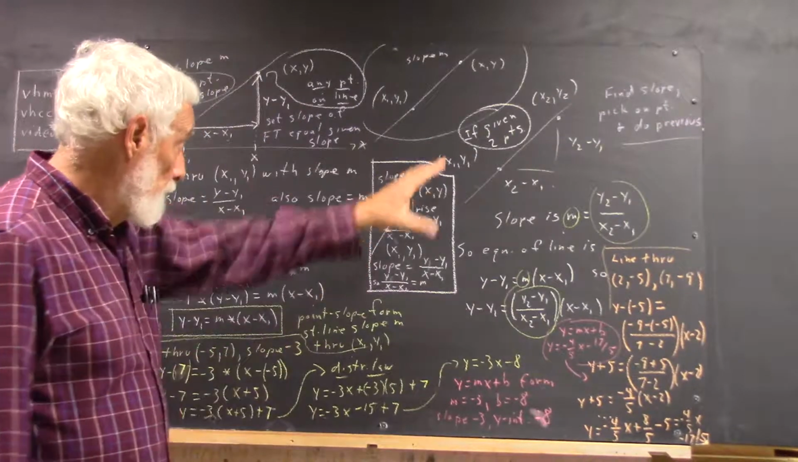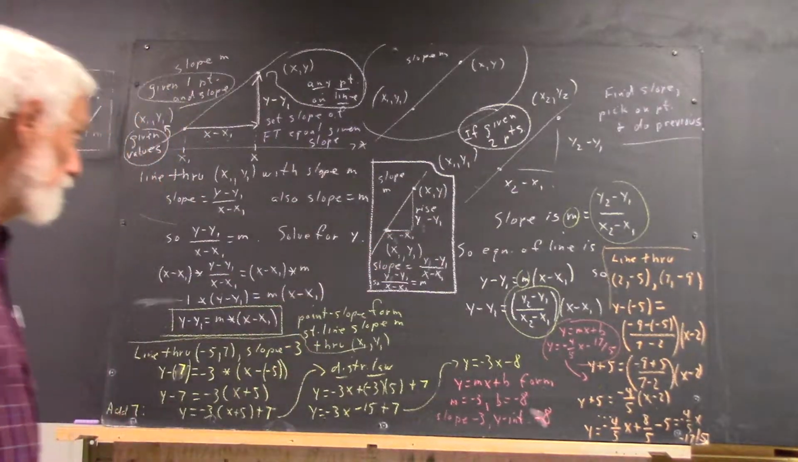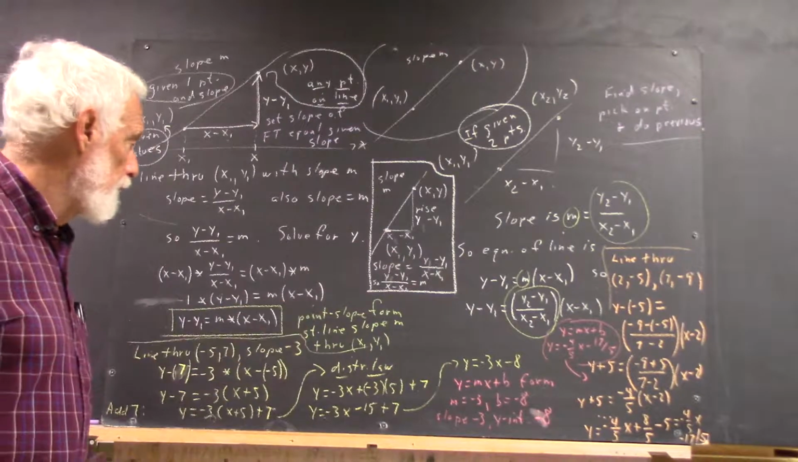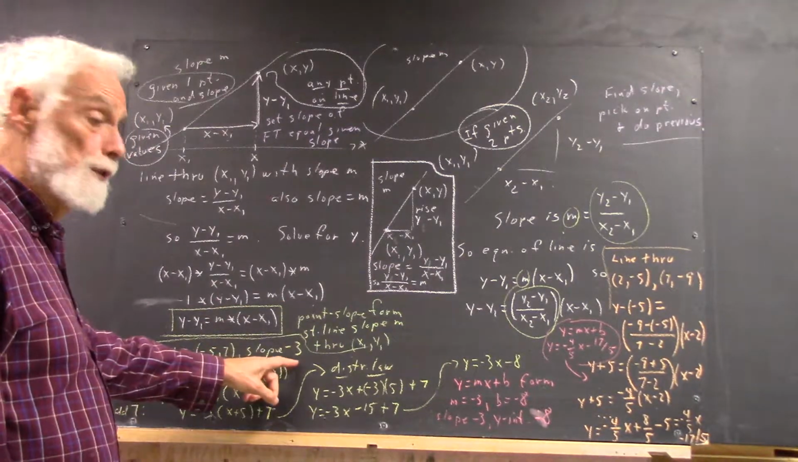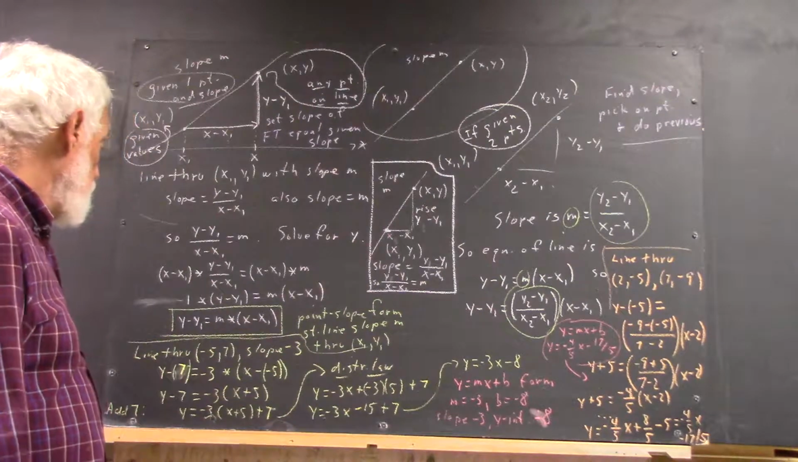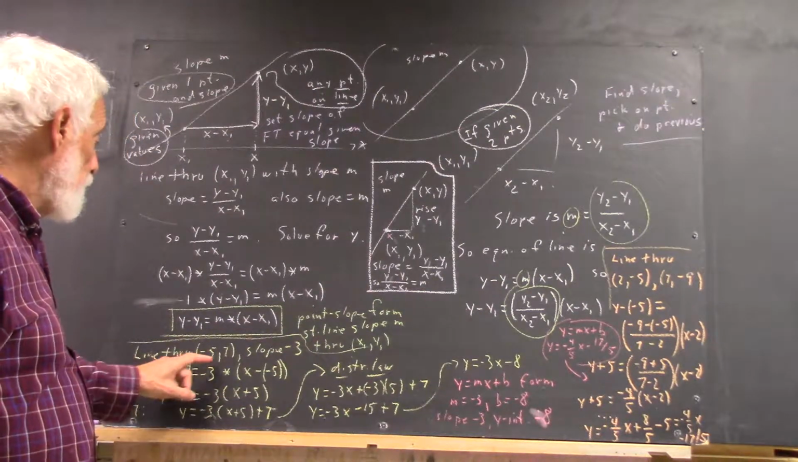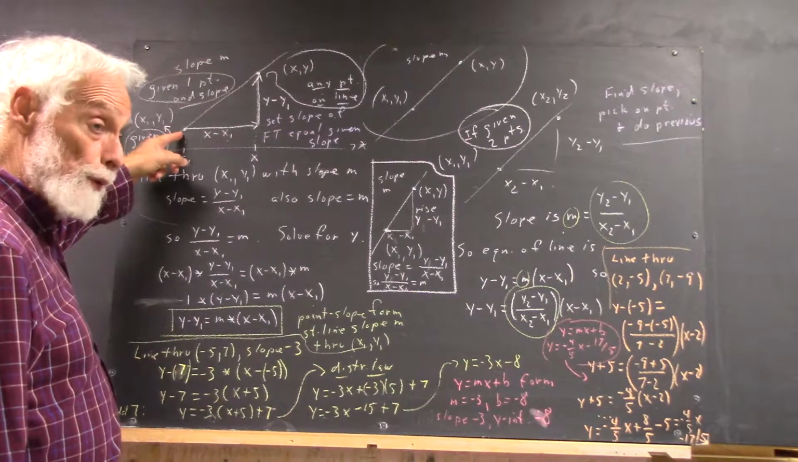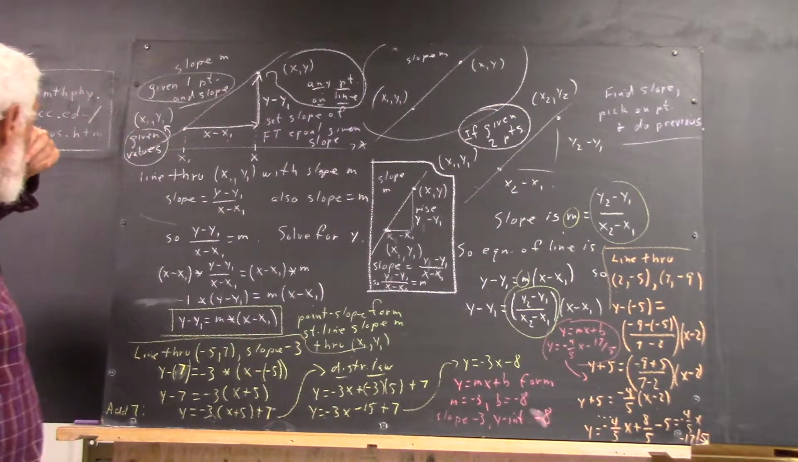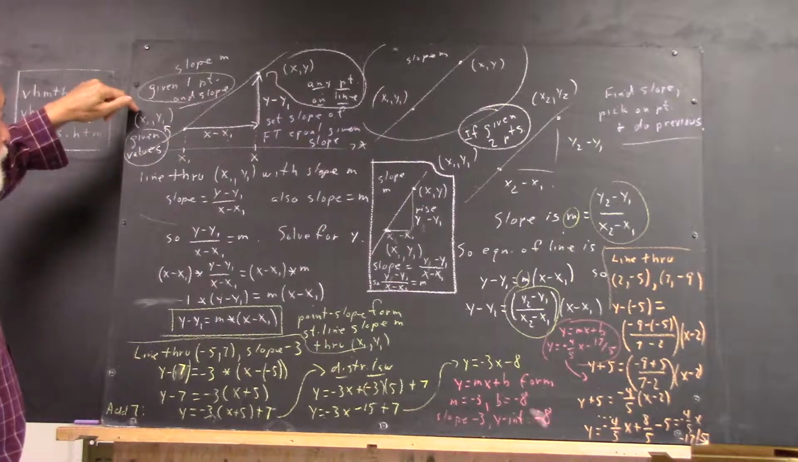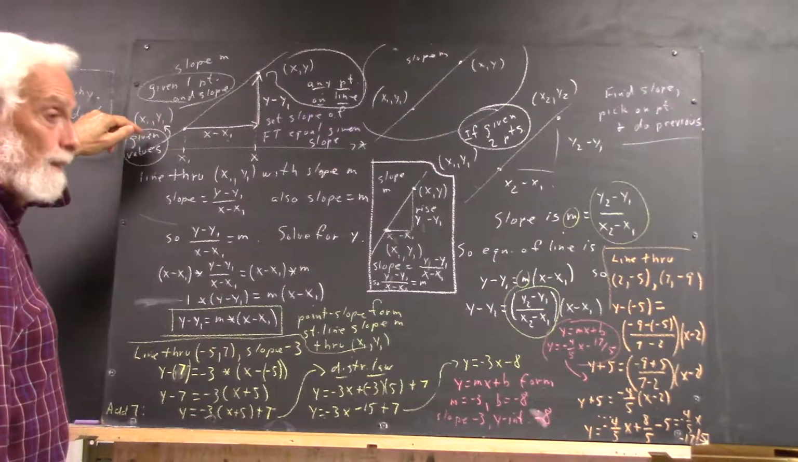Now, we did something else in class before we did this, but I'm going to stick with this, and we'll just do this example. Line through -5, 7 with slope -3. Well, we identify -5, 7 as the point that we know. As I labeled it up here, and the labeling is a little more complete up here, x1 and y1 is the given point.